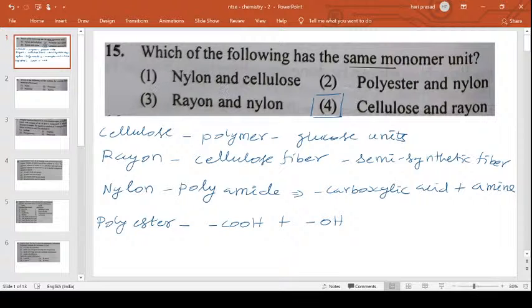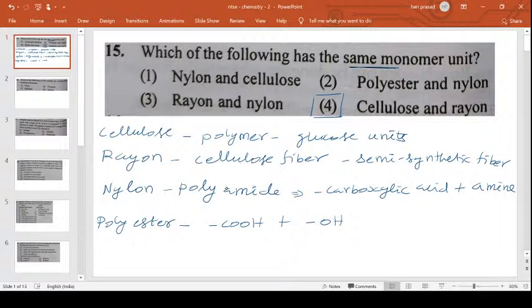Let us discuss NTSC previous year questions. Here, same monomer. Here we are taking cellulose. Cellulose is a polymer. This contains glucose units. Rayon is nothing but cellulose fiber, so it is also having glucose units.